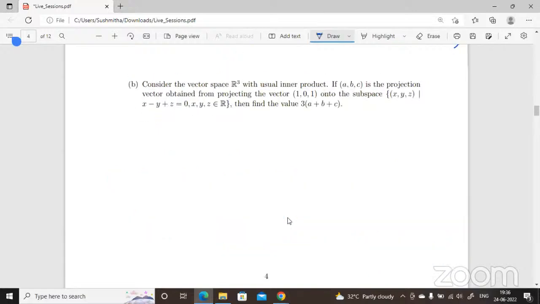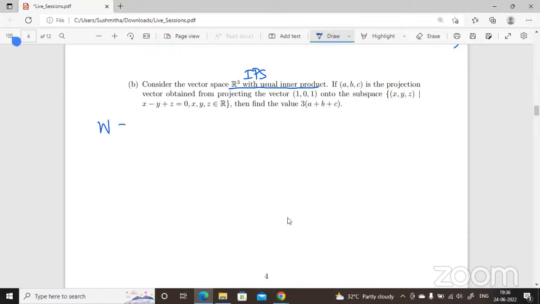What about this question? Consider the vector space with the usual inner product. For projections, mostly we will give the usual inner product because it is easy to visualize the spaces. Find the value of this, where ABC is the vector obtained by projecting this vector onto this subspace. What should you do?